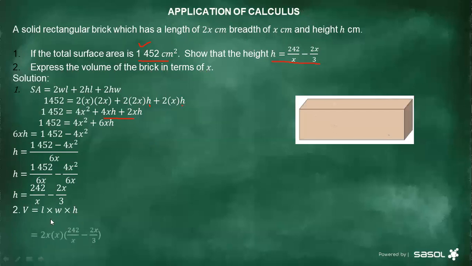Then thereafter you just use it, but now remember, instead of H, we are no longer putting 8, but we are putting what we have obtained from the previous solution, which is this. You can see instead of H, now you substitute with 242 over X minus 2X over 3. Then from there you multiply and simplify, and this is what you are given. So now we have answered the question in terms of X. You can see there is X there, there is X there. This is the volume of the bricks in terms of X. We have answered that question.